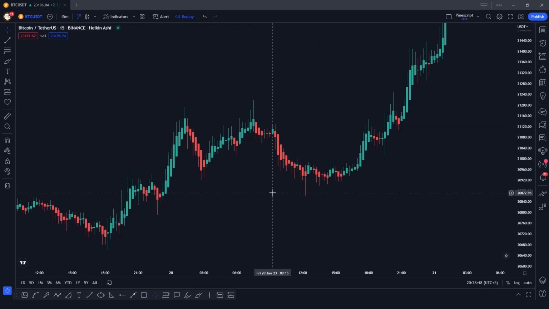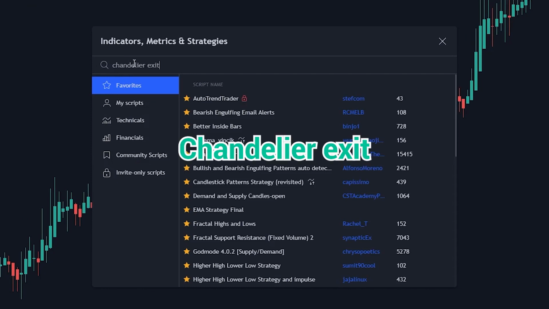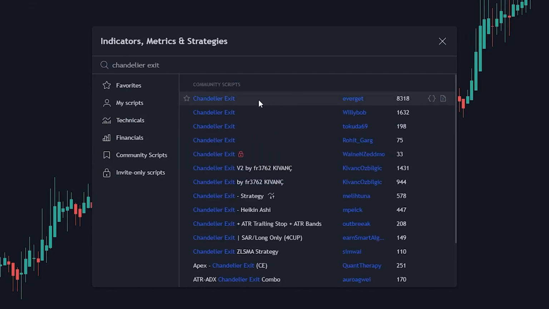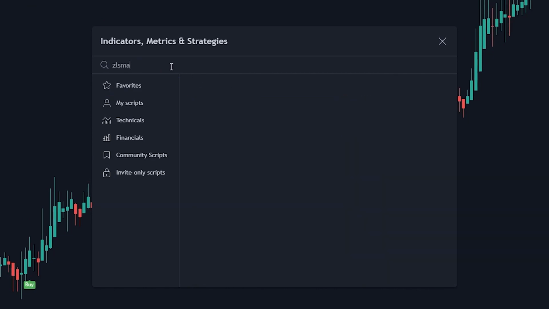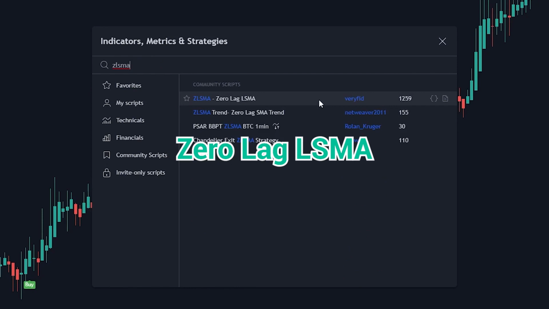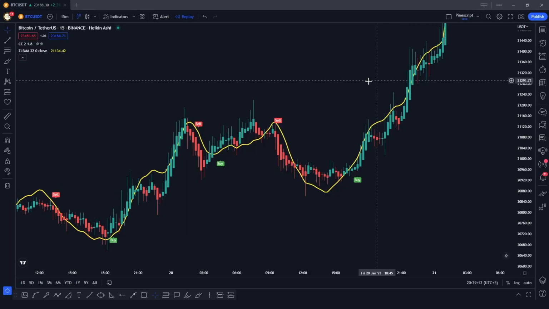Now, in order to perform this strategy, let's go ahead and add the indicators that we need. So we're going to go towards the indicator tab, and inside here we're going to search for the Chandelier Exit Indicator. We're going to add this Chandelier Exit Indicator to our chart. Now the second indicator that we're going to be using is the ZLSMA indicator, the zero lag LSMA indicator by Veryfid. Now let's add this to the chart as well.